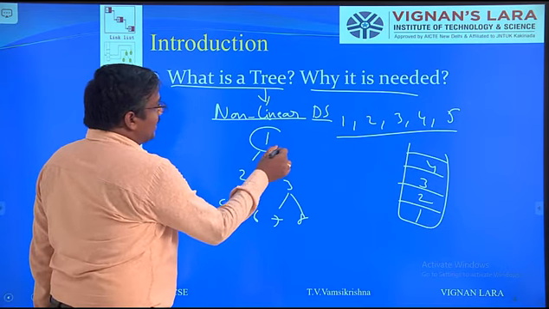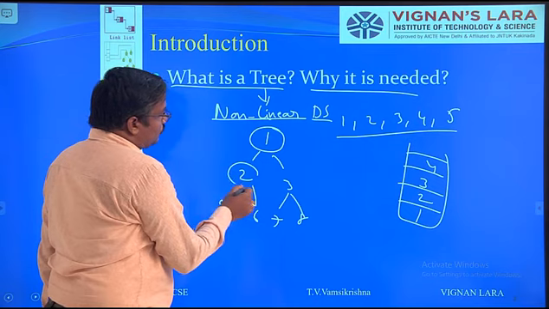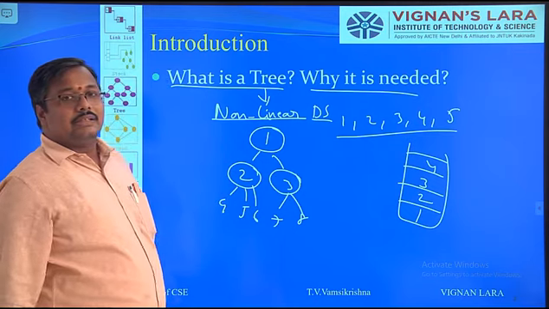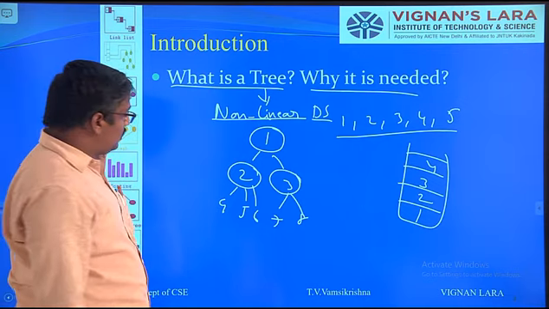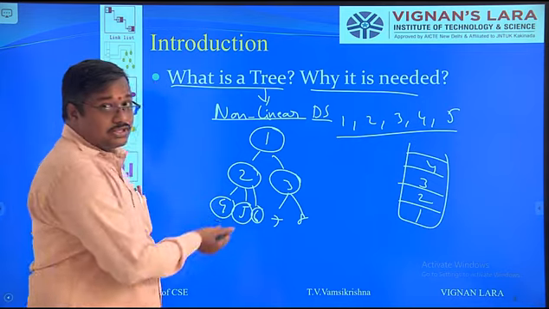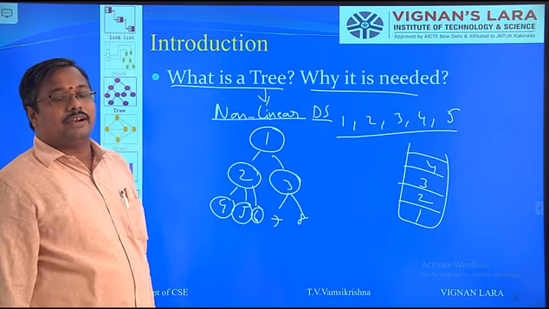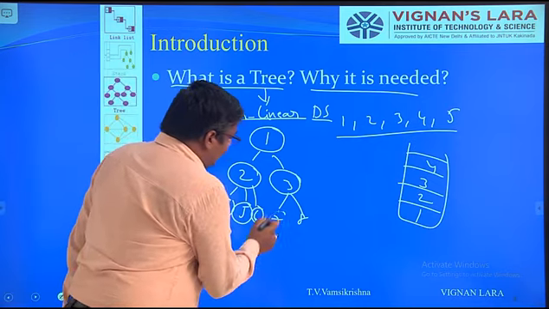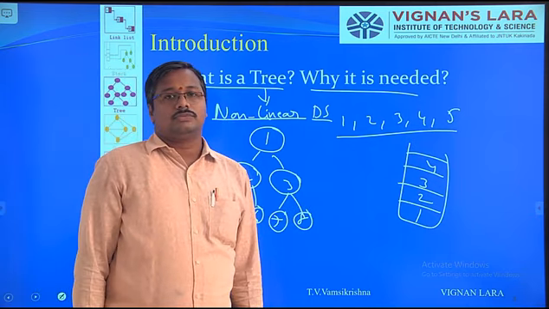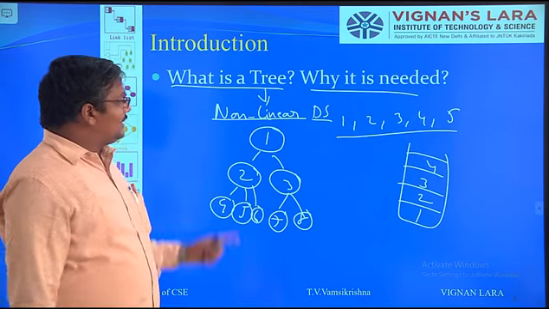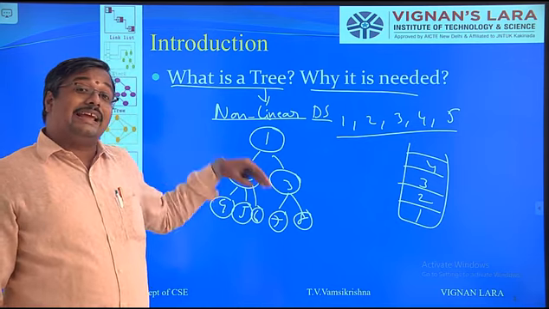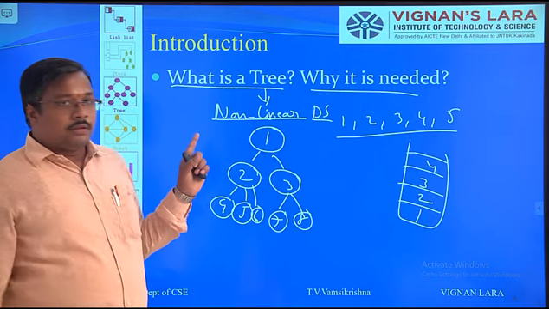In the hierarchical pattern, 1 is called the root node, and 2 and 3 are the child nodes of 1. At that time 1 behaves like a parent node. After that, 4, 5, 6 are the child nodes of parent node 2. Next, 7 and 8 are the child nodes of node 3. This way of arranging the elements is called a tree.